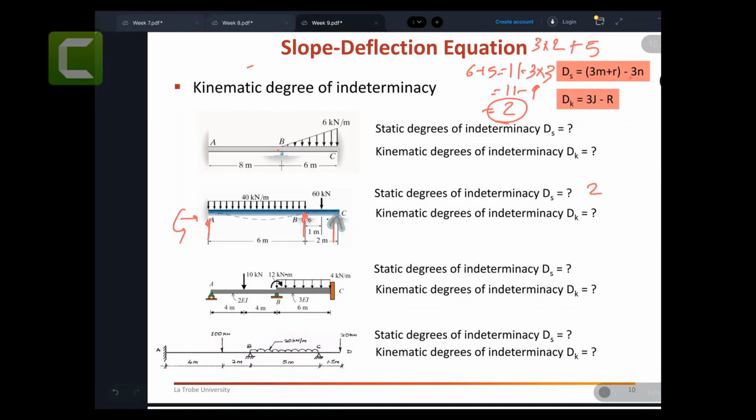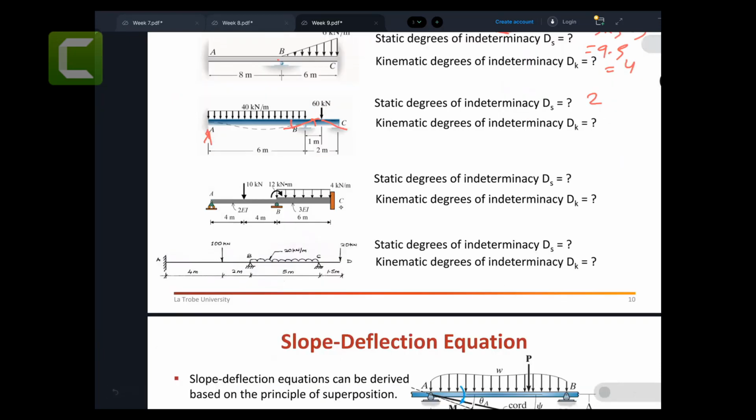Kinematic degree of indeterminacy, we can solve by saying how many joints we got? 1, 2, and 3. How many reaction forces? 1, 2, 3, 4, and 5. So 9 minus 5 equals 4. So you can see there are 4 kinematic degrees of indeterminacy. Probably it will go here 1, 2, and then 3 and 4. That's what we are trying to find.